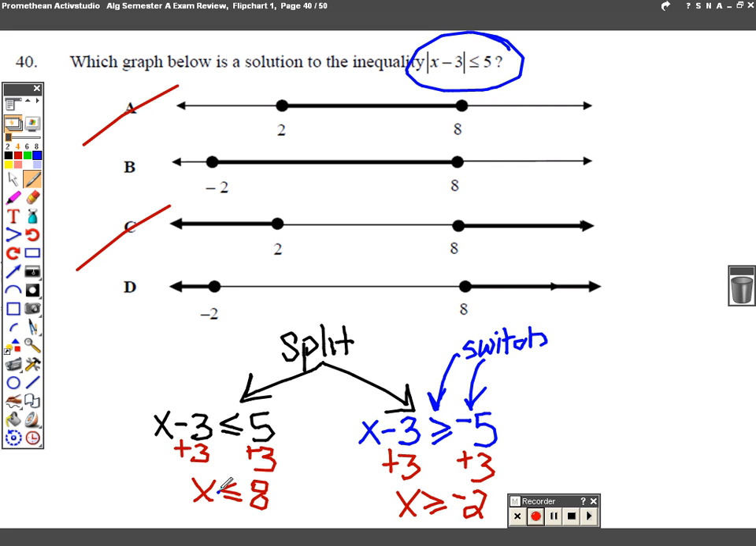This one says to shade x is less than 8, x is bigger than negative 2. That would be this one, because less than 8 means this way, bigger than negative 2 means that way. This one is shaded the wrong way. That's shaded less than, and that's shaded greater than. So your answer is B.